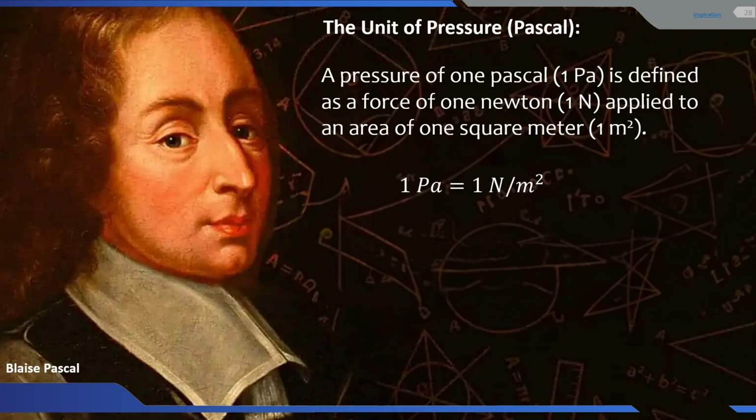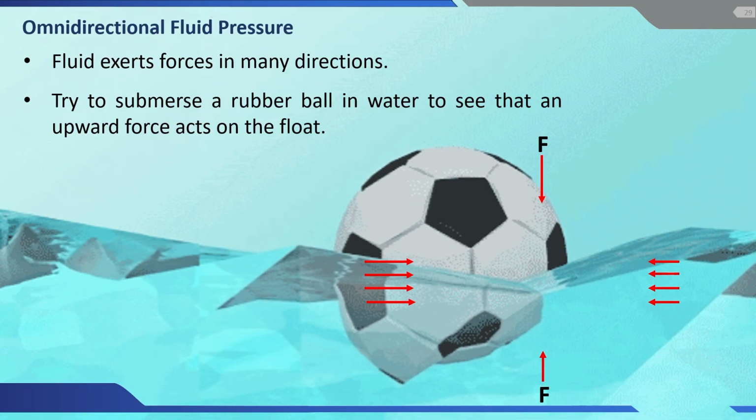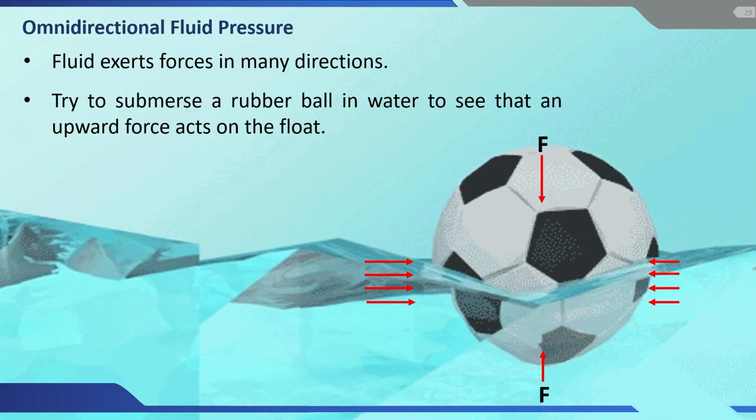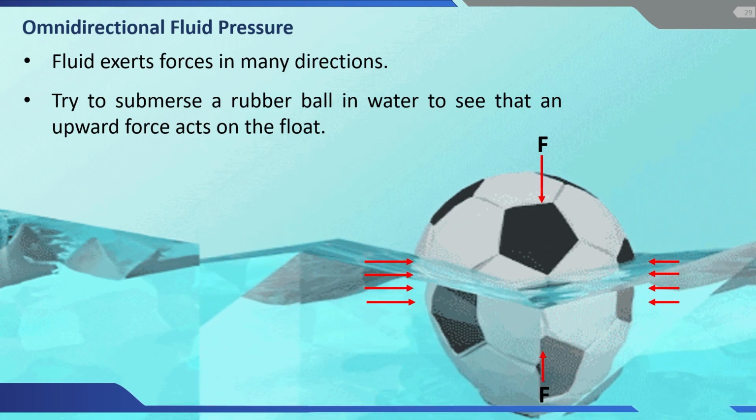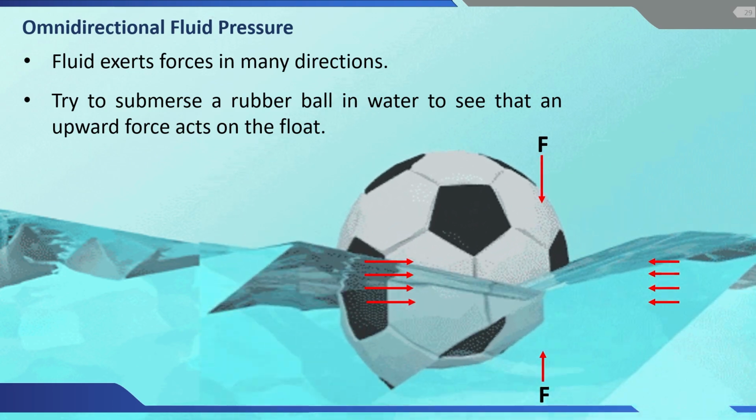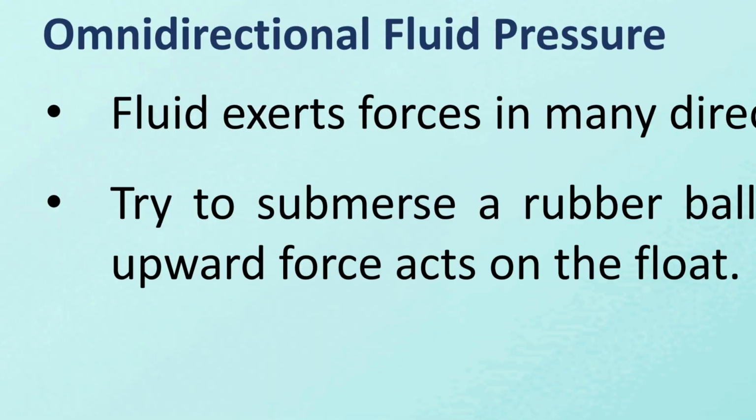A pressure of 1 Pascal is defined as a force of 1 Newton applied to an area of 1 square meter. In the previous figure, we can see the force exerted by a fluid on all surfaces it is in contact with and acts in all directions. This is why it is often referred to as omnidirectional.